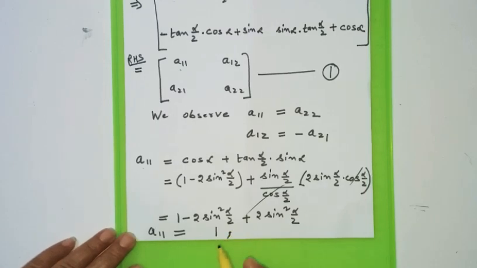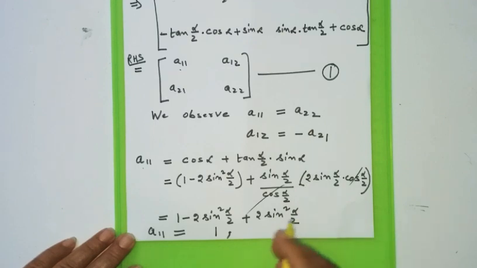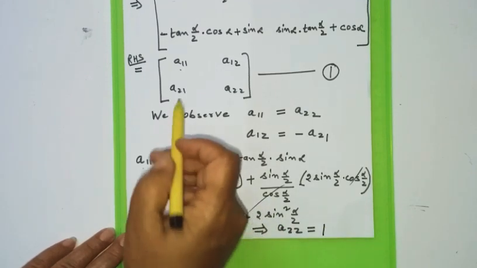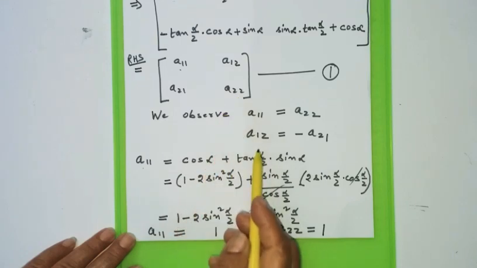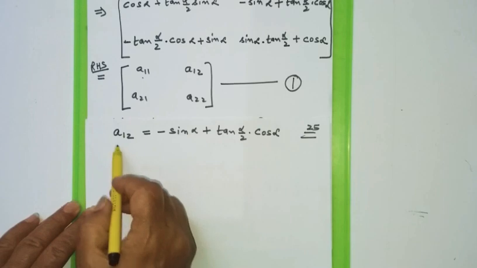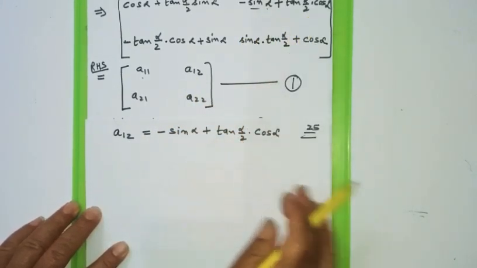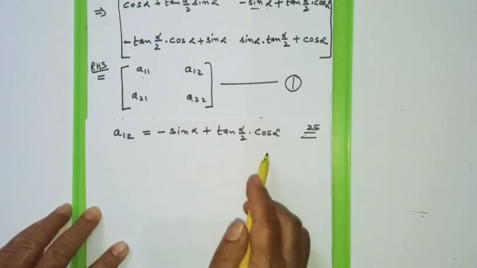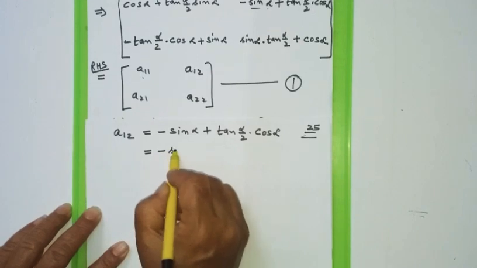Now, as we have already written that A11 is equal to A22, this implies that element A22 is also 1. So I have got the value of A11 is 1, A22 is 1. Now I will calculate the values of A12 and A21. Now element A12 is minus sin alpha plus tan alpha by 2 into cos alpha. Now we calculate.